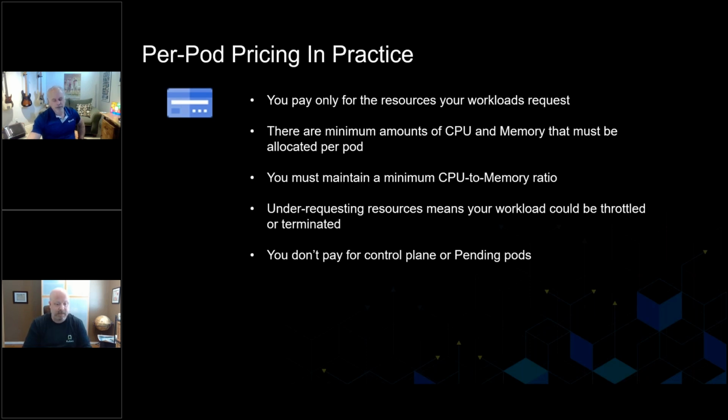And presumably, Dave, if you've got something unspecified, they'll assign you a setting for that and you'll pay for whatever it is they assign to you, right? Exactly. It is going to auto assign something for you because, if you haven't specified anything, it's not going to give it to you for free.